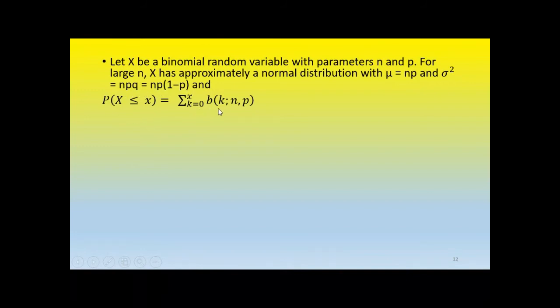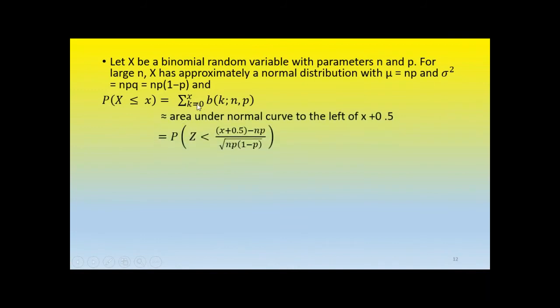And this is the binomial summation formula for the cumulative distribution function of the binomial distribution. And this is the area under the normal curve to the left of x plus 0.5. If you want to include x, you add some points. So this is the formula that we are going to use.